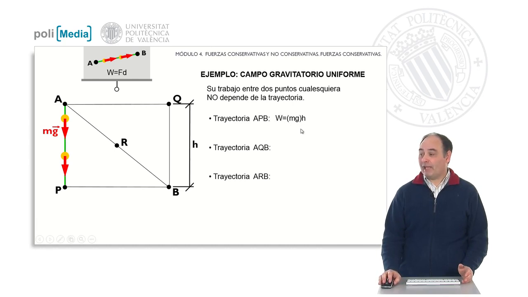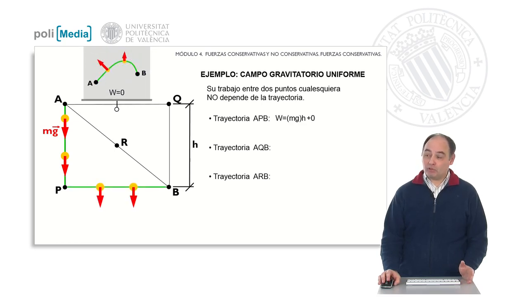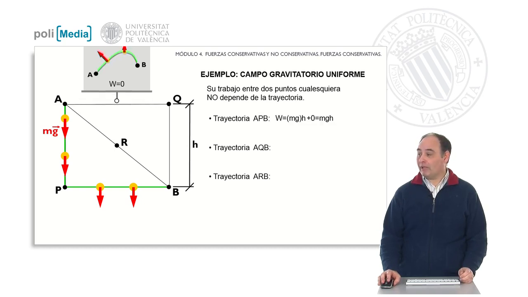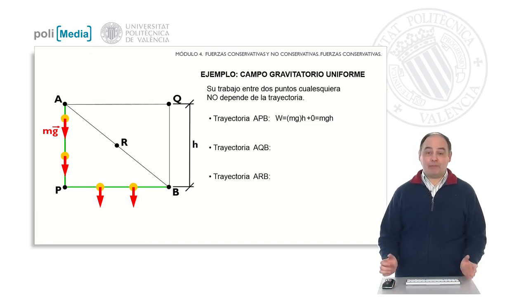The next section would be the PB. In the section PB, we see that the force, the weight, is at all times perpendicular to the trajectory, therefore it corresponds to the particular case that is being shown now. In that case, as we know, the work is zero, so I'm left with the balance. As we see here, mgh plus 0 equals mgh. That's the work that the weight has done on the APB path.